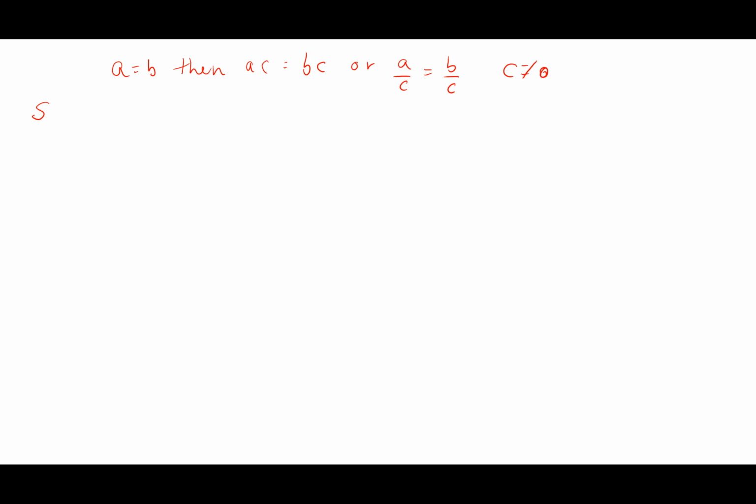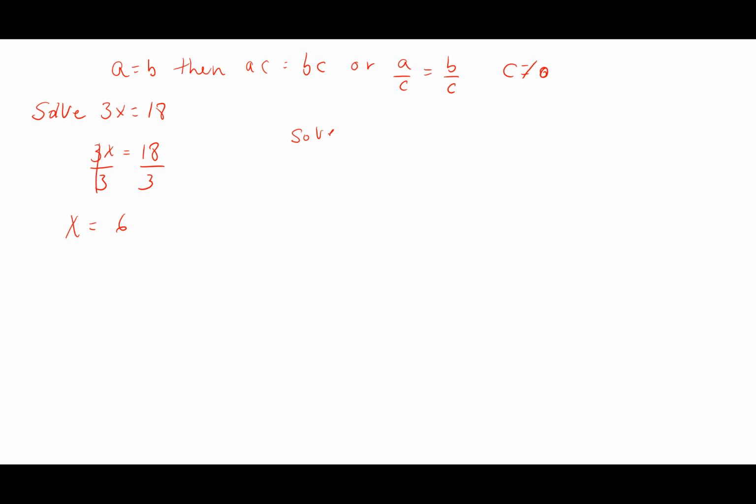So let's look at one. Solve 3x equals 18. So 3x equals 18. Now we need to get rid of this 3, so we're going to divide this time because they're multiplied. So 3 goes away, and x equals 6. Okay? So let's look at a division.